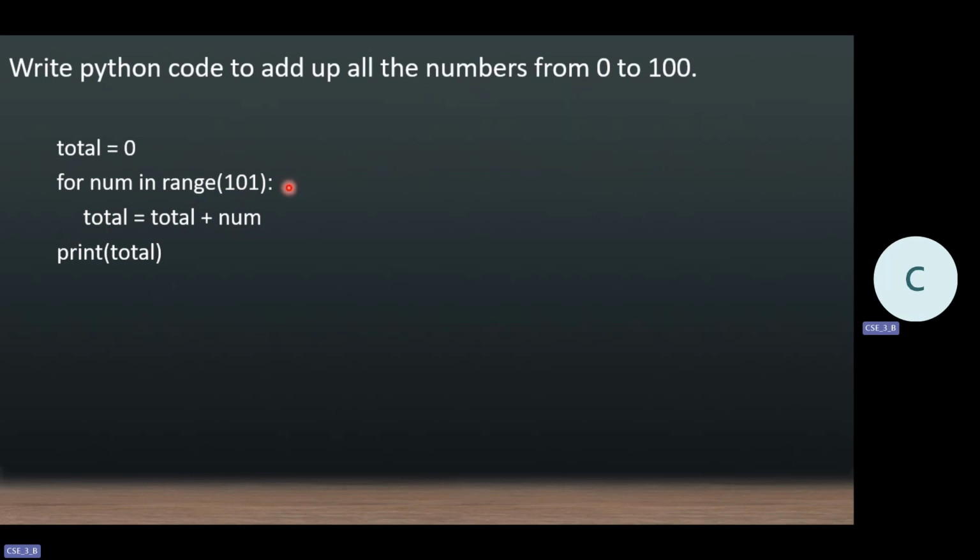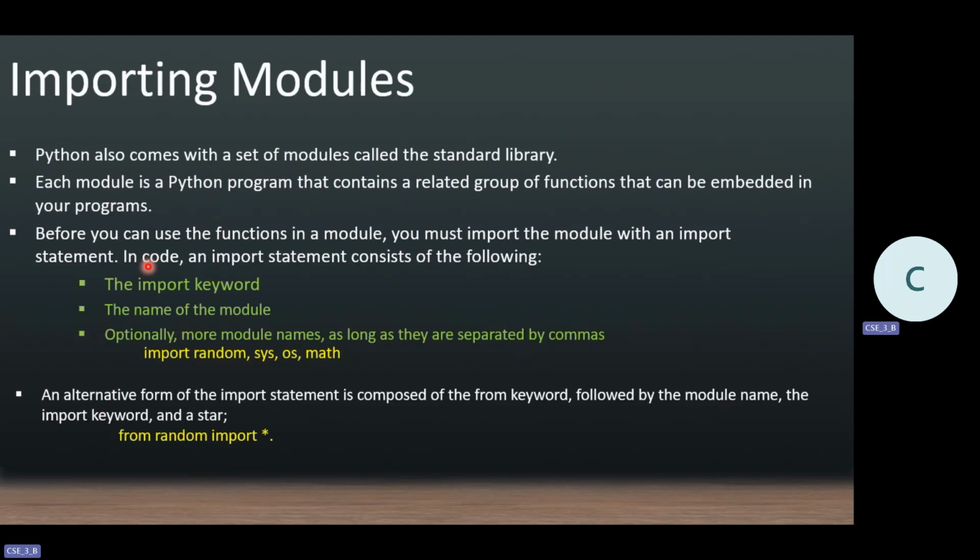So what we are doing after the colon, we are within the block of that for, so we are writing total is equal to total plus number, and then we are printing the total altogether. So this is very important. Whenever we are using the looping statement, care should be taken. We have to specify the conditions properly.